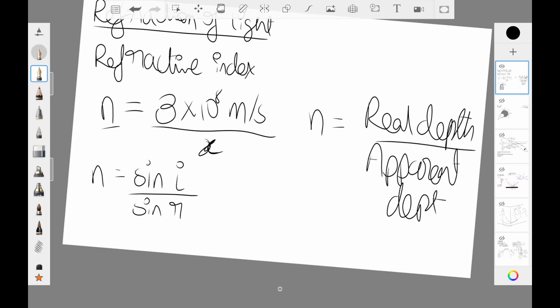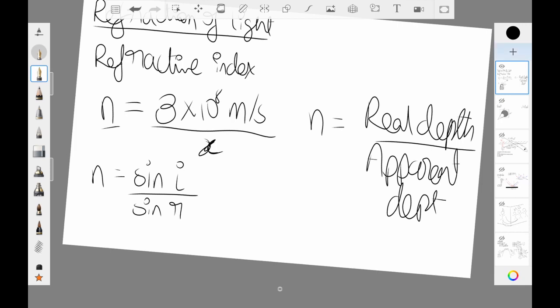Again, basically sin i over sin r is equal to real depth over apparent depth, which itself is equal to the speed of light in air, or a vacuum, over the speed of light in the medium. And depending on what variables are given to you by the question, you can cross multiply each of them to find an unknown value. And most MCQ questions actually involve that itself.